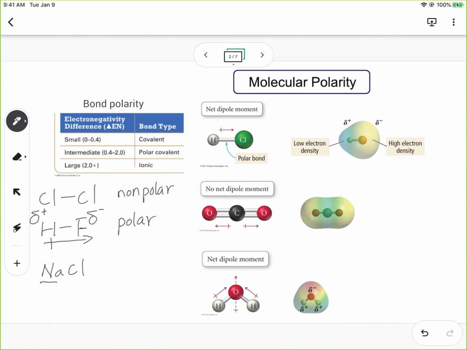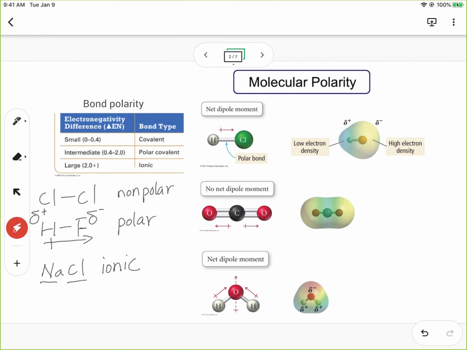Now the ionic bond, for instance, sodium chloride. Because the electronegativity difference between the two atoms is larger than 2.0, sodium will lose an electron to chlorine, so they are not sharing electrons. Instead, there is an electron transfer from metal to nonmetal, and between the two it's just pure electrostatic interaction. So it's an ionic bond.